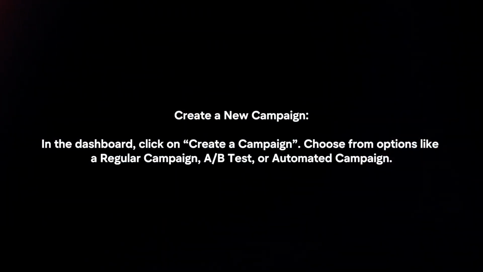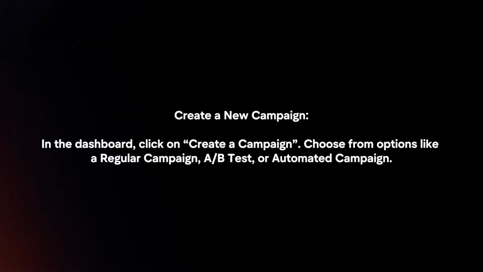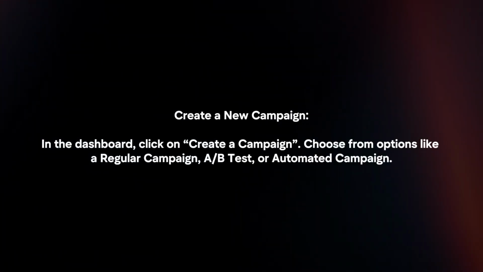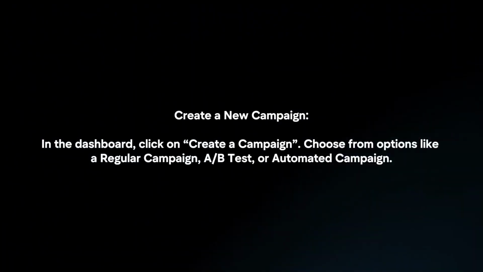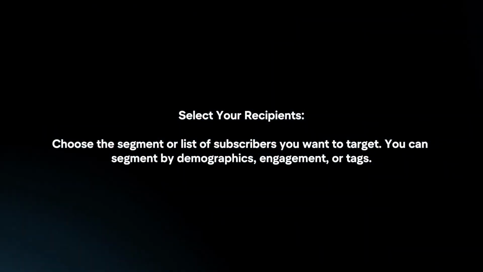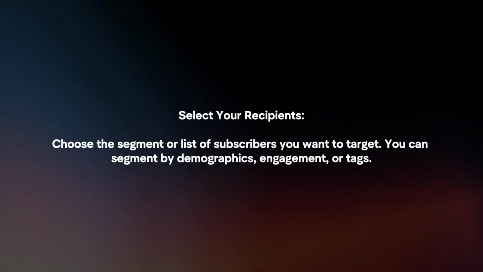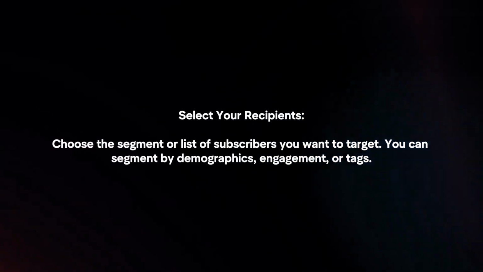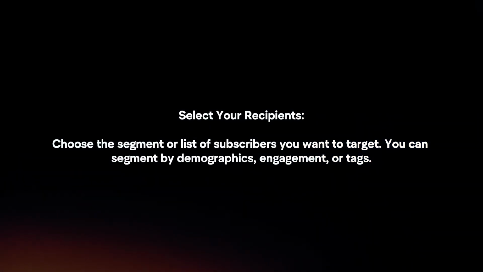Create a new campaign. In the dashboard, click on Create a Campaign. Choose from options like a regular campaign, A/B test, or automated campaign. Select your recipients. Choose a segment or list of subscribers you want to target. You can segment by demographics, engagement, or tags.